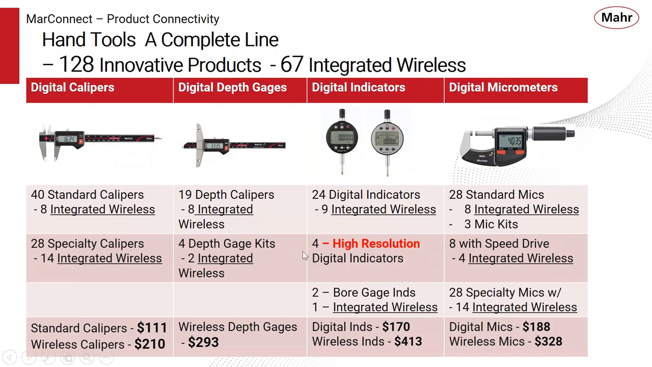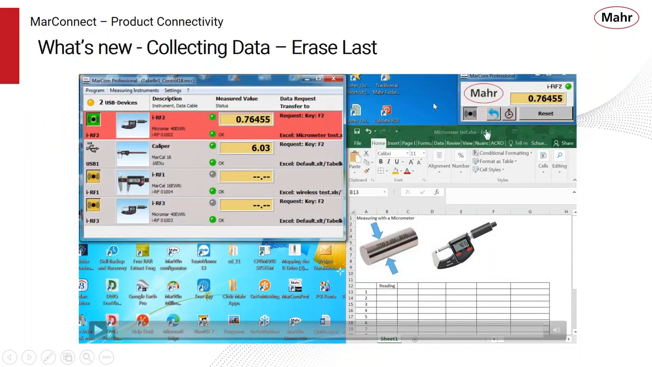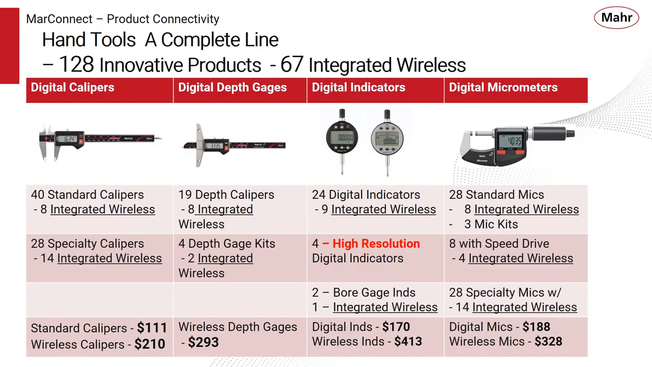And as I said, there's lots of different products to work with MarCom. We have a whole family of calipers and depth gauges and digital indicators and digital micrometers. And the thing to remember is that the micrometers are the ones that have the two-way communication, whether they be wired or wireless, and eventually all the products that Mahr makes will have that feature.